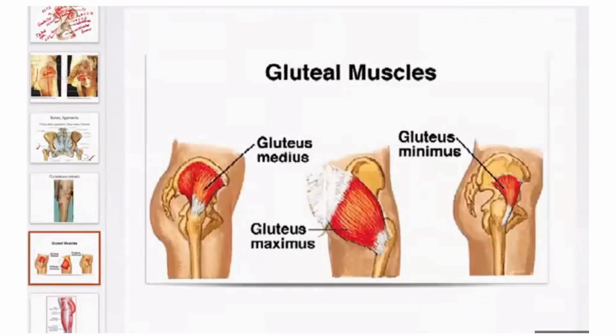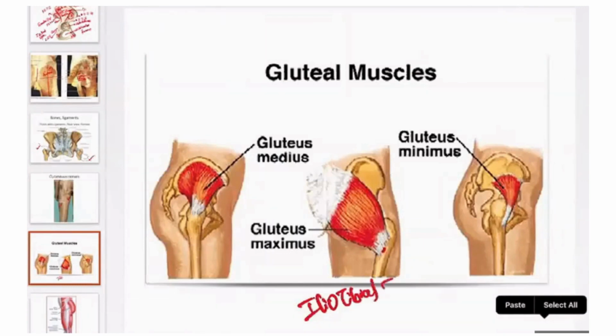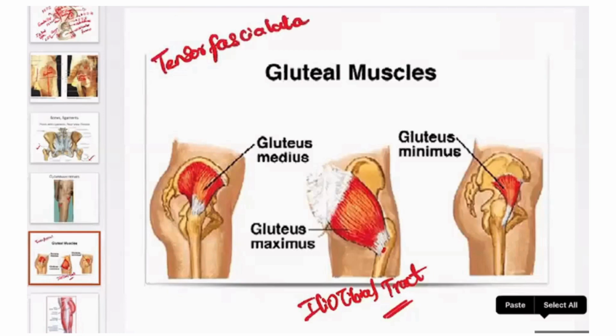Remember, the gluteus maximus is inserted into one important structure called the iliotibial tract, which is the fascial sling on the lateral aspect of the thigh. Two muscles are inserted into the iliotibial tract: one is gluteus maximus, the other is tensor fascia lata, which you should remember. Tensor fascia lata is a muscle from the anterior compartment, and together with gluteus maximus it is inserted into the iliotibial tract.